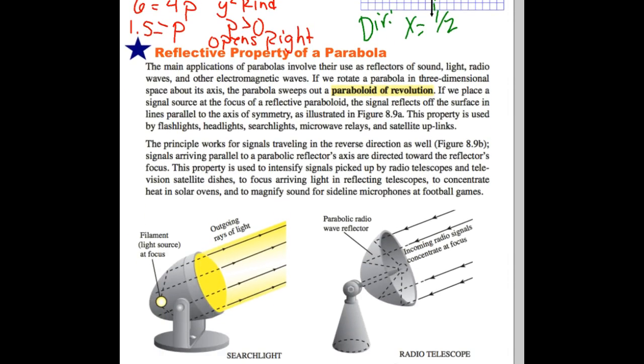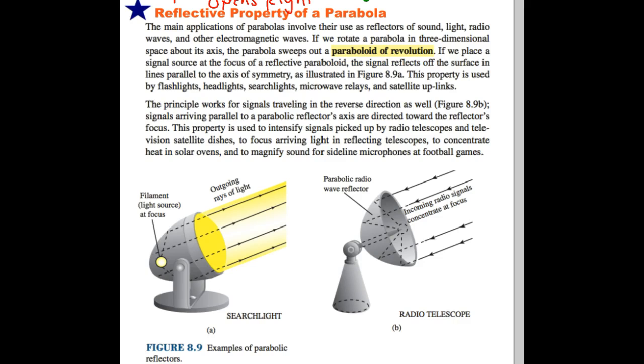All right, our last learning objective deals with applications. It says the main applications of parabolas involve their use as reflectors of sound, light, radio waves, and other electromagnetic waves. If we rotate a parabola in three-dimensional space about its axis, or its line of symmetry, the parabola sweeps out a paraboloid of revolution. If we place a signal source at the focus of that, the signal reflects off the surface in lines parallel to the axis of symmetry. This property is used by flashlights, headlights, searchlights, microwave relays, and satellite uplinks.